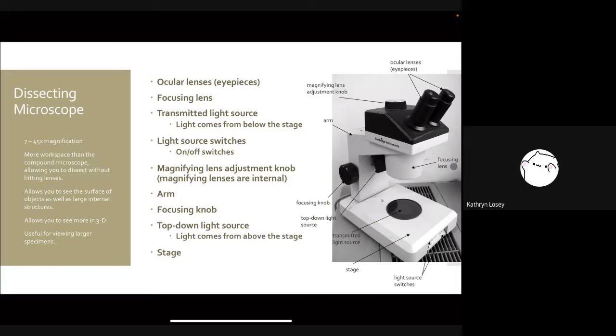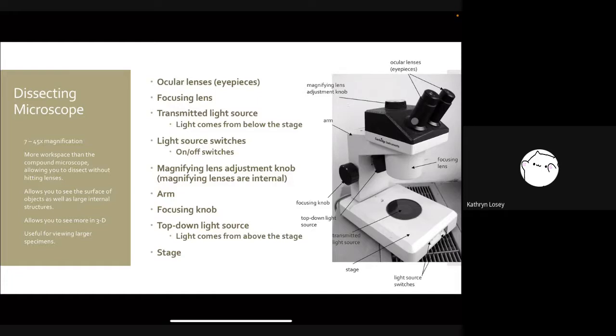Okay, so the dissecting microscope is used to observe larger specimens. This one only has a 7 to 45 times magnification. It has more workspace than the compound light microscope, allowing you to dissect without hitting the lens. It allows you to see the surface of objects as well as large internal structures, see more 3D, and again, it's useful for viewing larger specimens.